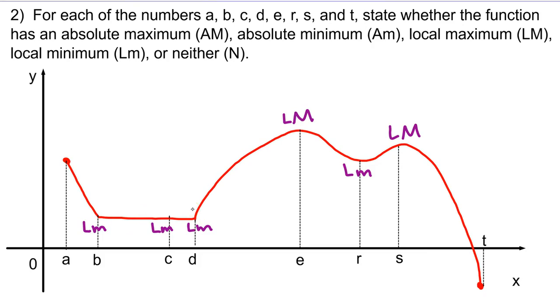Okay, let's go for absolute extrema. So where do we have the highest y value and no y value is higher? That's happening at E. Where do we have the lowest y value and no y value is lower? That's happening at T. So that would be the absolute minimum. Okay, once again, we have an endpoint here at A that's not anything. And what are we missing? We've labeled everything else. So we're good.